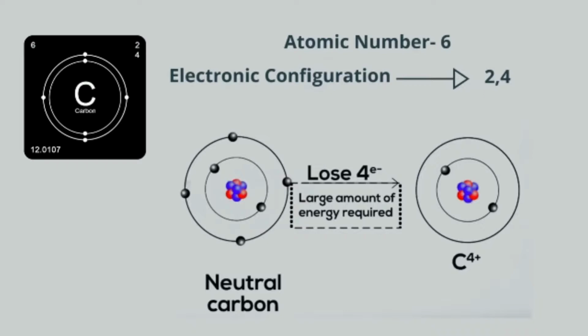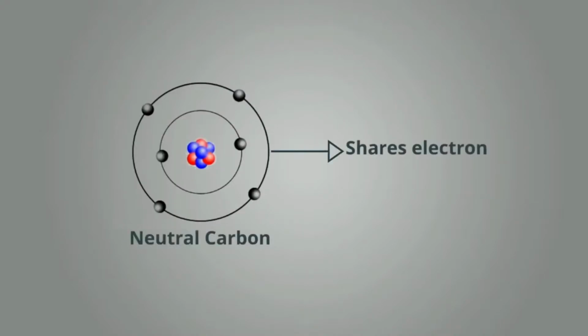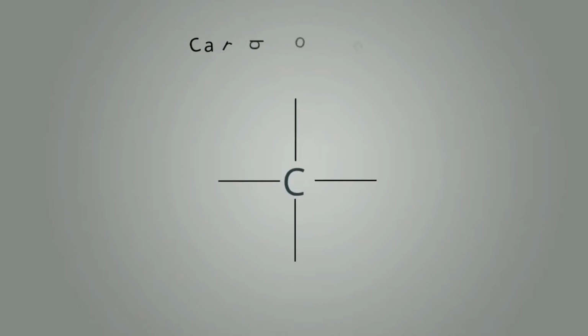So carbon shares electrons to form bonds. In other words, carbon forms covalent bonds by sharing electrons with other atoms. Since carbon has 4 electrons in its outermost shell, it can share 4 electrons and hence its valence is 4. So carbon is tetravalent.